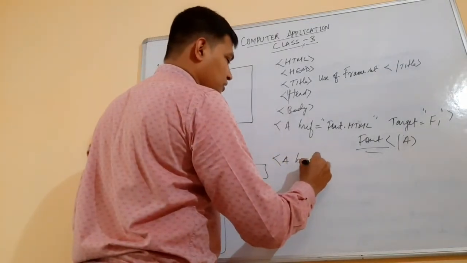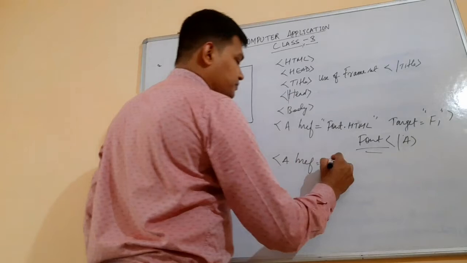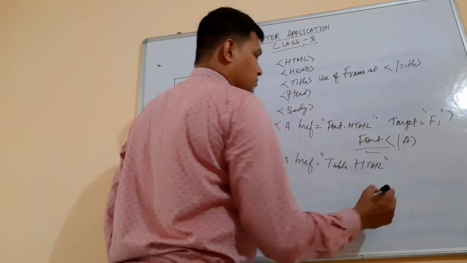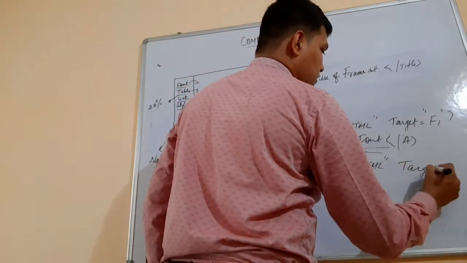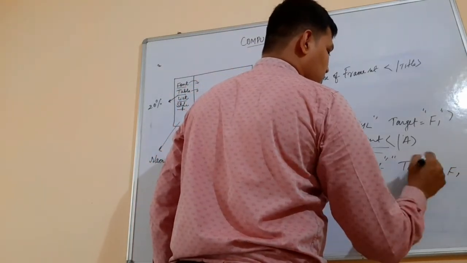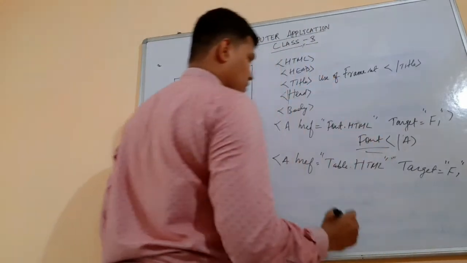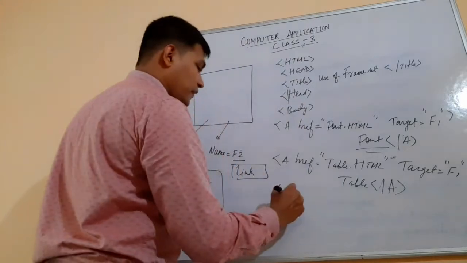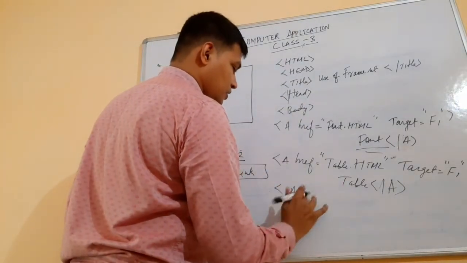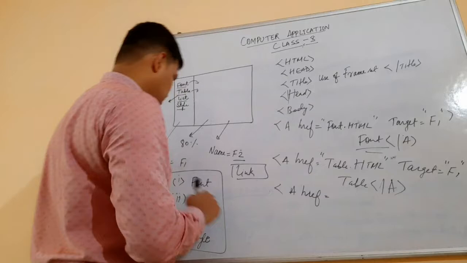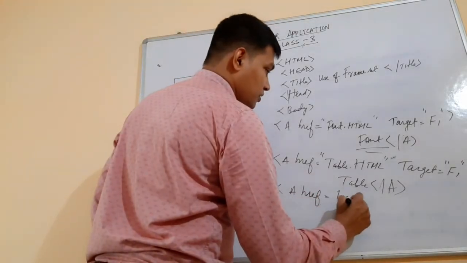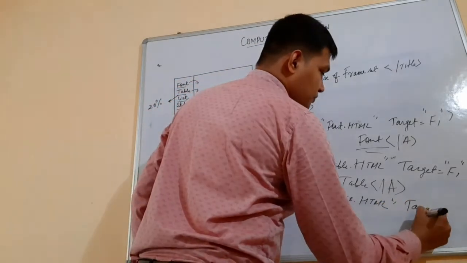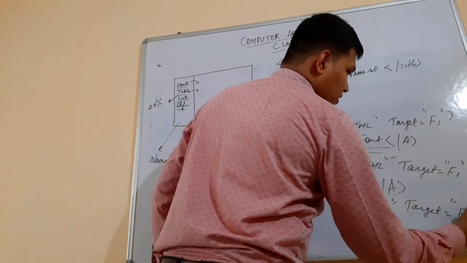Then href equal to the other file, table.html, then target equal to f1 again, then the title is table, then close A. In the same way, A href equal to another file, list.html. Then target equal to f1, because I have to display this.